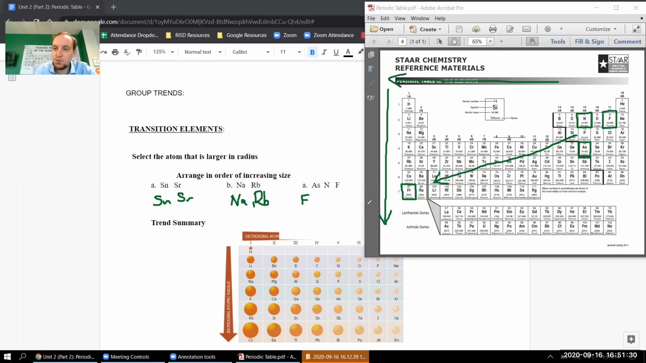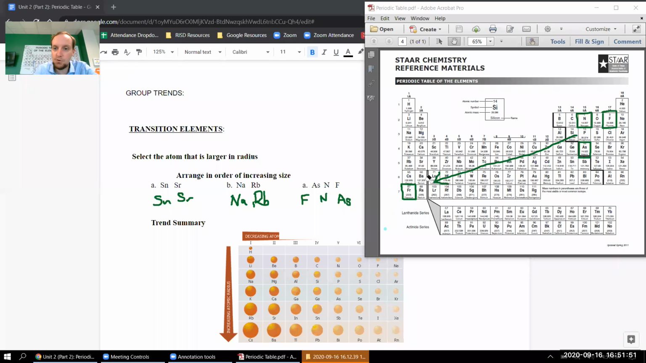The next smallest would be nitrogen, because it has the same number of energy levels, but it's just a little more relaxed, so it's just a little bit bigger. And then finally, astatine would be larger because it has 2 more energy levels than both nitrogen and fluorine. So it's going to be significantly bigger than both fluorine and nitrogen.